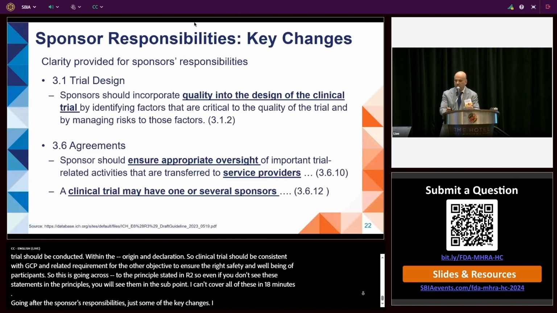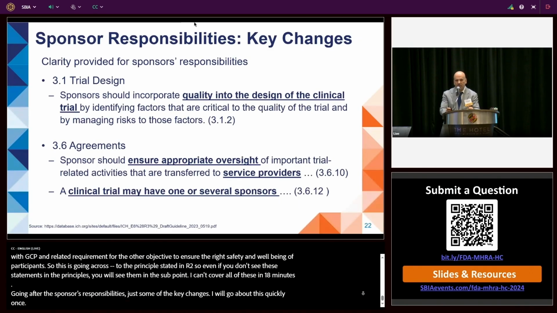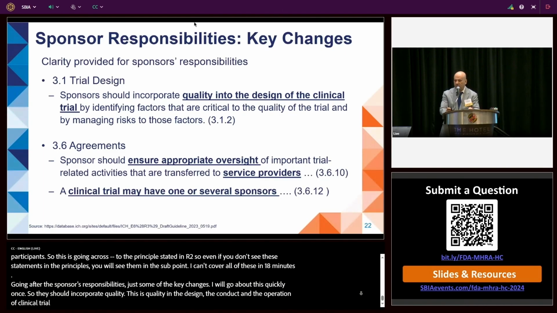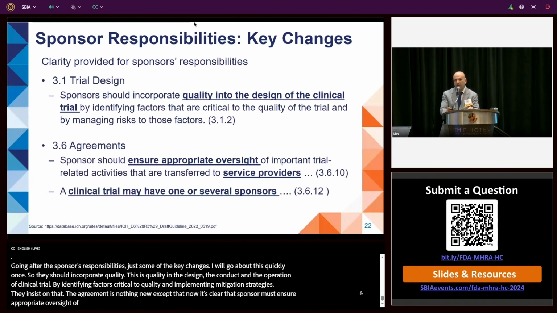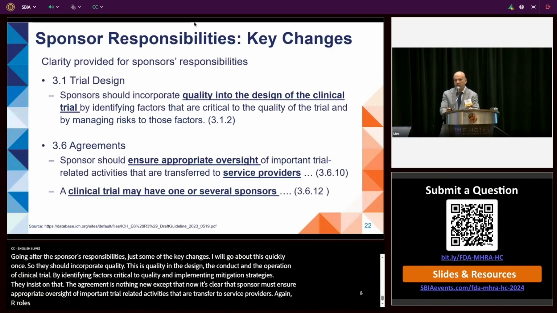So trial design, sponsor should incorporate quality. This is the quality in the design, the conduct, and the operation of clinical trial, by identifying factors that are critical to quality and implementing mitigation strategies, right? They insist on that. The agreement, nothing new, except that now it's clear that sponsor ensure appropriate oversight of clinical trial related activities, important one, that they outsource to service providers. Again, roles and responsibility should be clearly defined and documented in situation where we have a clinical trial that has more than one sponsor.